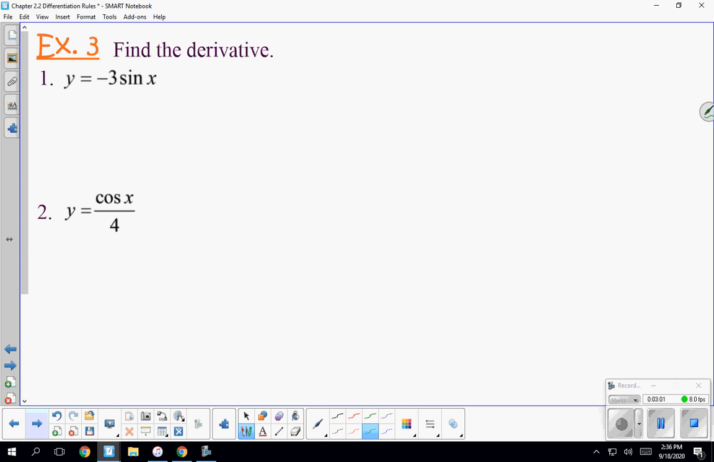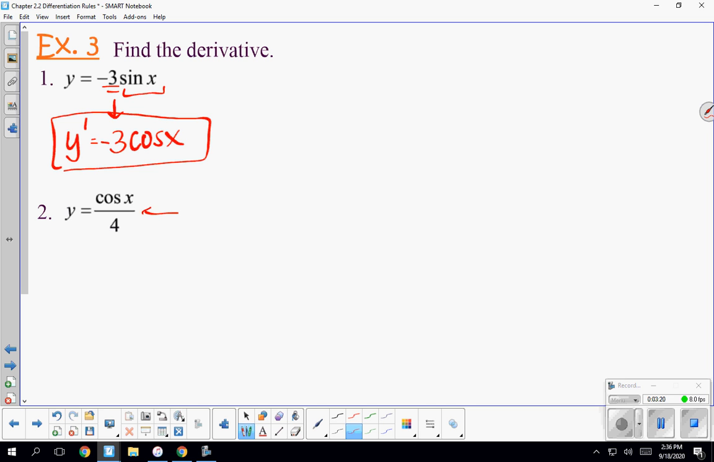Here we're going to find the derivative now. So when we find the derivative, remember, if it's a coefficient, it just drops down. The derivative of sine is just cosine. We cannot differentiate a quotient at this time. So we do need to rewrite this function. There's a 1 in front of it.